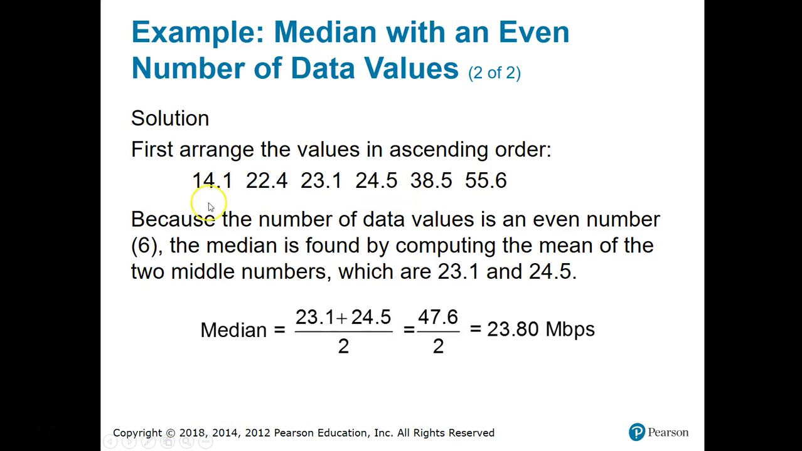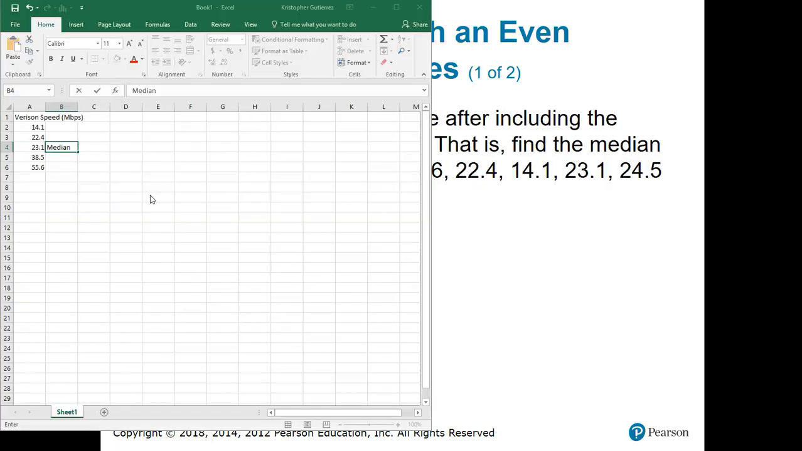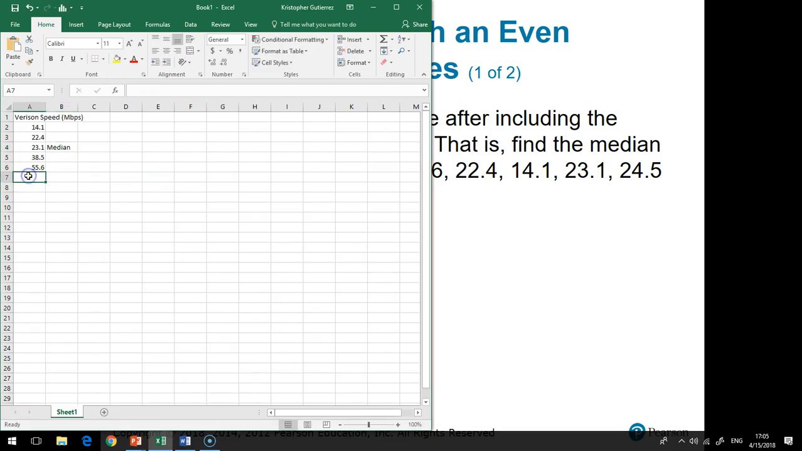Now, for this next one, they added 24.5, so we can go ahead and do that. Let me copy this data over here, and I will add 24.5 here. Again, I order it.